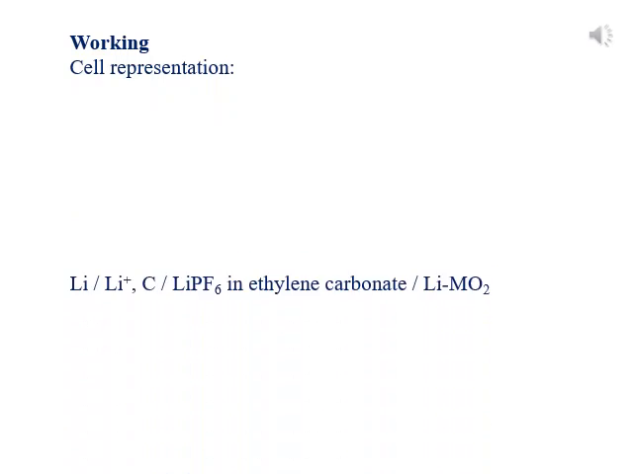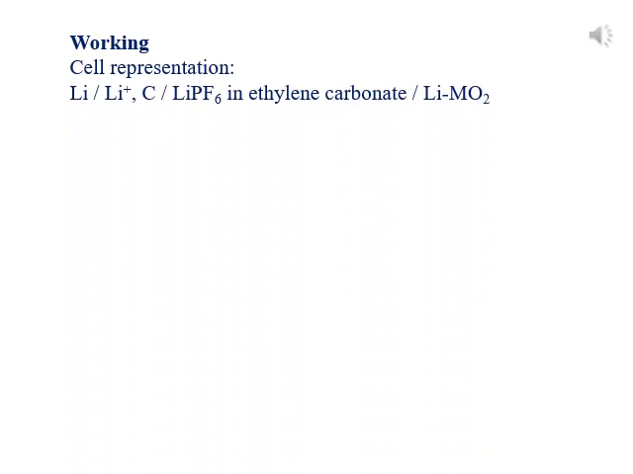Now let us discuss about working. The cell representation for this cell is given as Li slash Li plus, comma C, where C indicates the carbon which is making the graphite, slash LiPF6 in ethylene carbonate slash LiMO2.